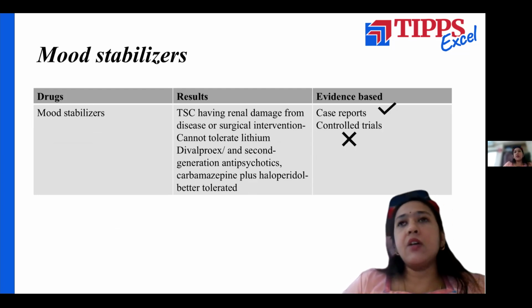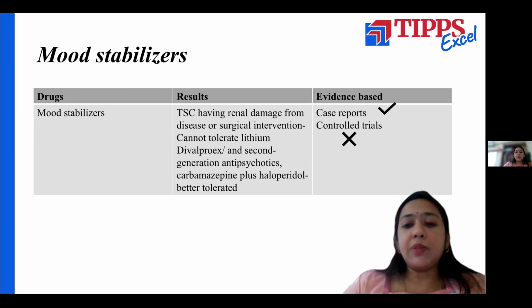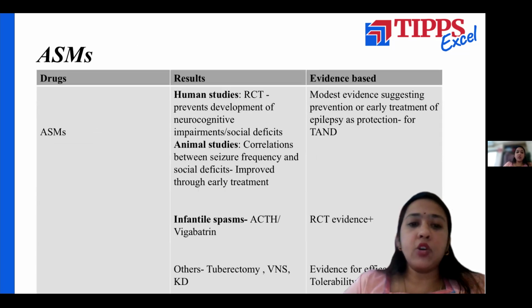And mood stabilizers. We have been saying that there is a lot of aggression and anger outburst in these children, so choosing a mood stabilizer becomes very important. And as we all know, there can be renal damage from tuberous sclerosis, so these children cannot tolerate lithium. The option left is either valproic acid or second generation antipsychotics. Case reports have shown great evidence, but again, controlled trials are lacking.